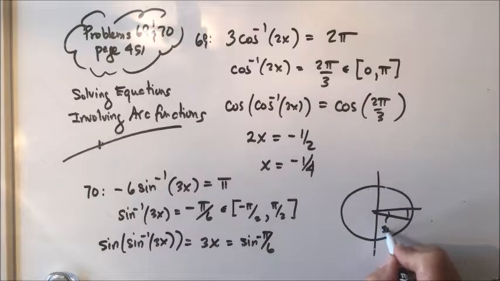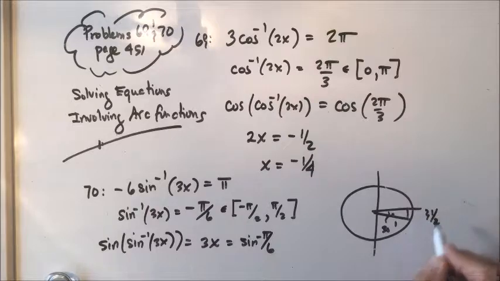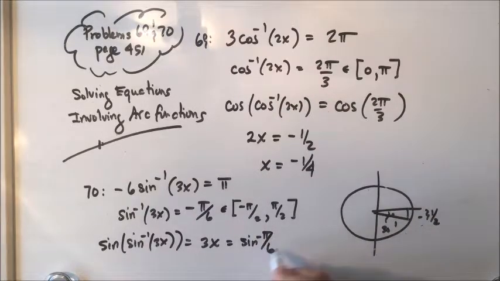And that is 30 degrees. This is 1. That makes this little height 1/2, minus 1/2. And so the sine of minus pi over 6 is minus 1/2. So 3x is equal to minus 1/2. x is equal to minus 1/6.